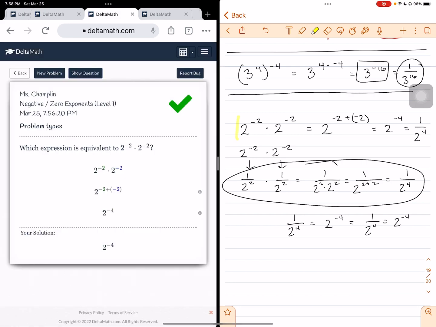But doing this first one here, that's probably the best way, is just using the product rule. Just be really careful with adding your exponents if there's negatives involved. Okay, just be really careful with that.